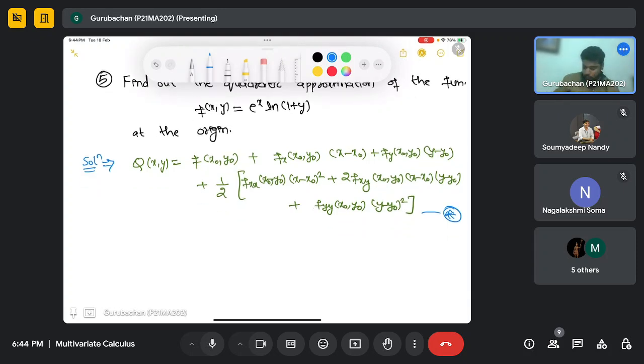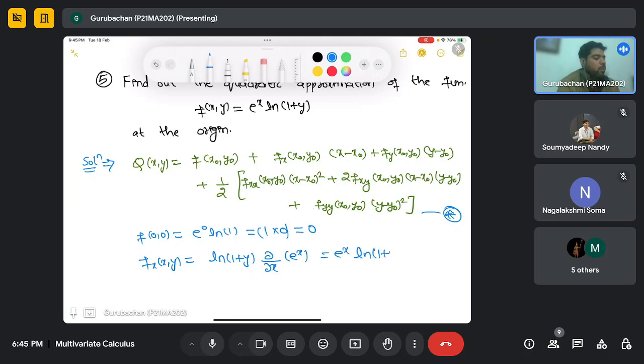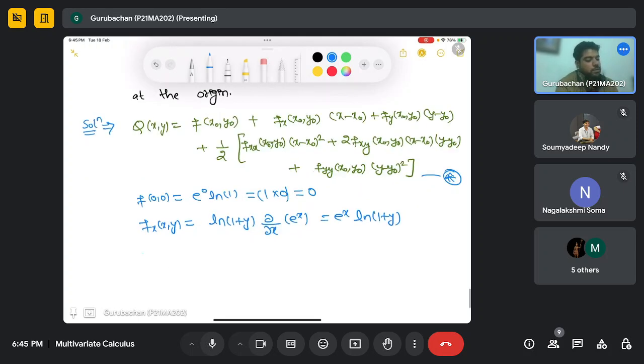So let us proceed with calculating the first value, that is the functional value at (0,0), which is nothing but e to the power 0 ln 1. So it will be 1 into 0, that is 0. Partial derivative of this function with respect to x will be nothing but, we will treat ln(1 plus y) as constant, derivative of e to the power x is e to the power x, so e to the power x ln(1 plus y). So this will give us fx at (0,0) again 0.